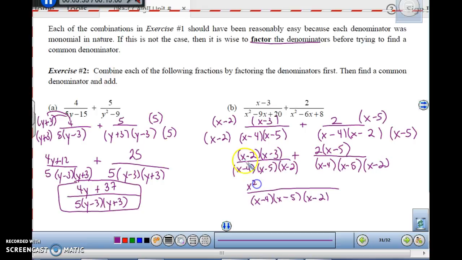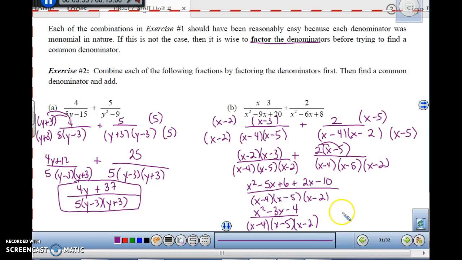That will be x squared minus 3x minus 2x is minus 5x, and then plus 6, plus, distribute this, 2x minus 10. All right, so I foiled this in my head in case you didn't know where that came from. Okay, combine your terms. That gives you x squared minus 3x, 6 minus 10 is minus 4, over x minus 4, x minus 5, x minus 2.